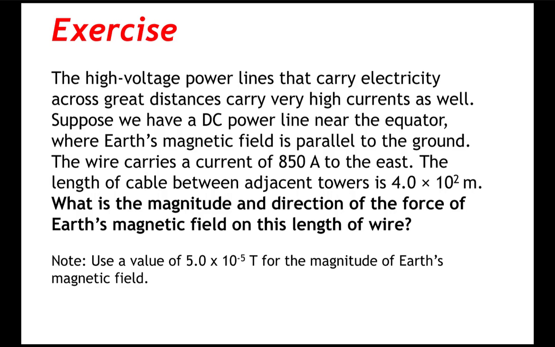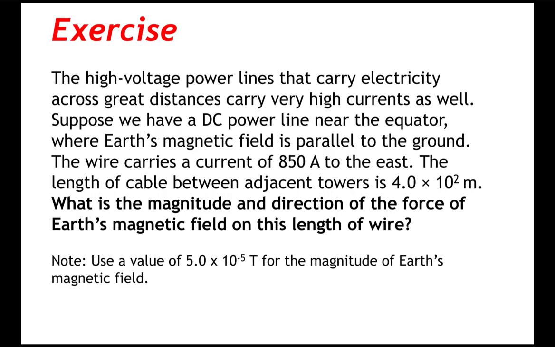The high voltage power lines that carry electricity across great distances carry very high currents as well. Suppose we have a direct current power line near the equator, where Earth's magnetic field is parallel to the ground. The wire carries a current of 850 amps to the east. The length of cable between adjacent towers is 400 meters. What is the magnitude and direction of the force of Earth's magnetic field on this length of wire?